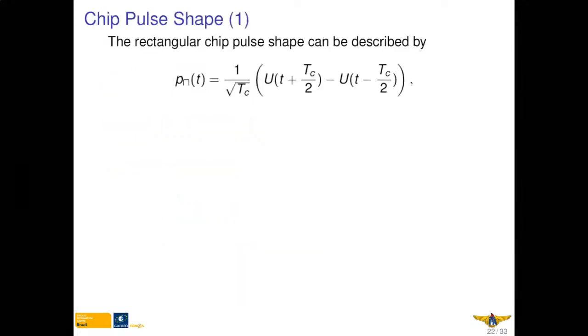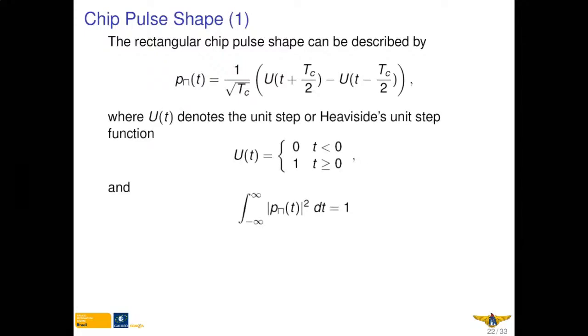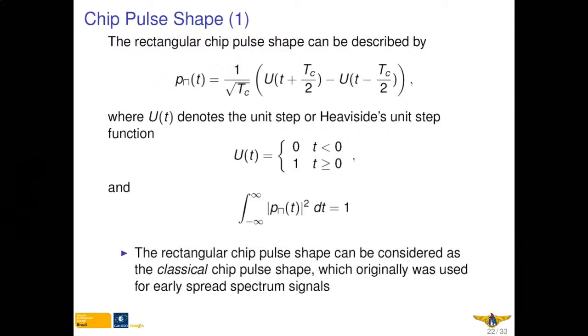The rectangular chip pulse shape can be described by this equation, where u(t) denotes the unit step or Heaviside unit step function. So everything above 0 is 1, and everything below the time 0 is 0 in this function. And we also assume that the rectangular chip pulse shape is normalized. The rectangular chip pulse shape can be considered as the classical chip pulse shape for direct sequence CDMA systems. If you open any kind of book on this, you will find rectangular chips described.